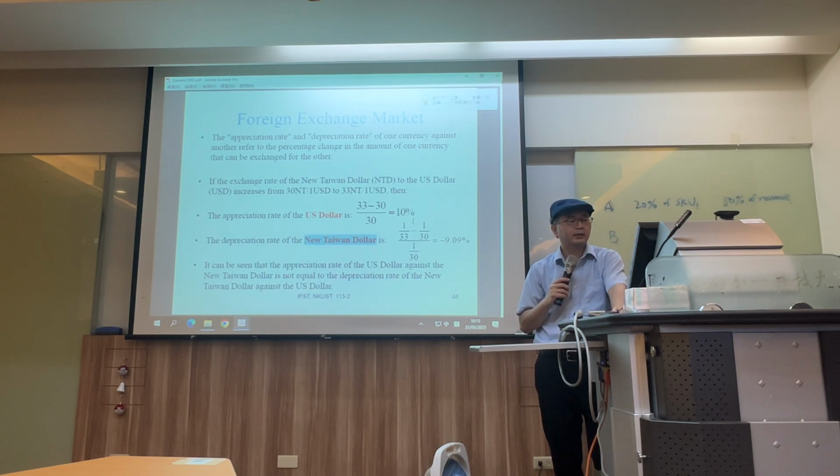And then the second thing is that you have to use 30 minus 33 divided by 33, the formula that we have used before. Then you can compute the outcome to be minus 9.09%. Okay, so if you have a calculator with you, or you can use your iPhone, just double check if you can get 10% and minus 9.09% on your device.